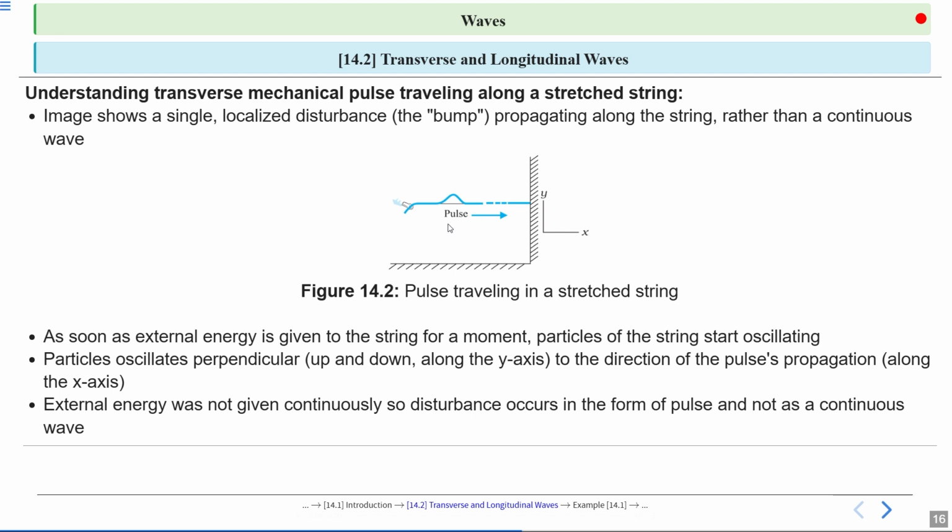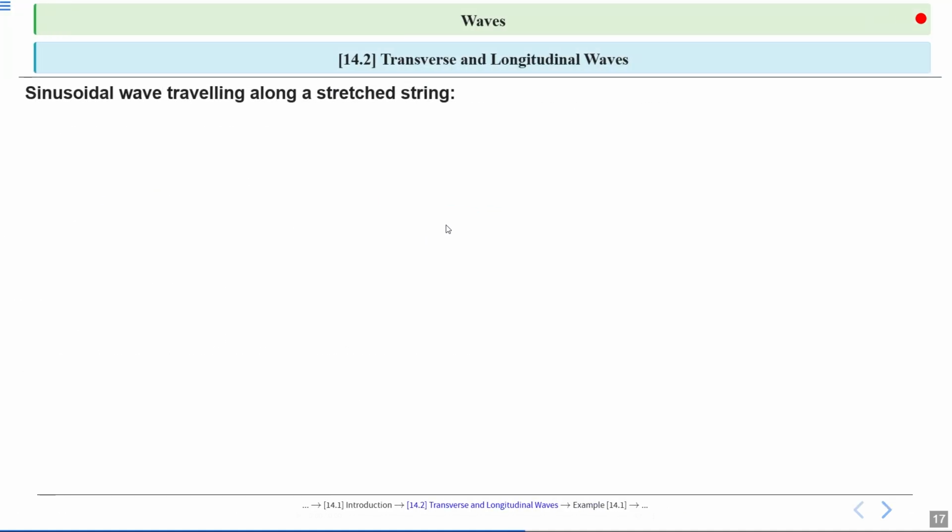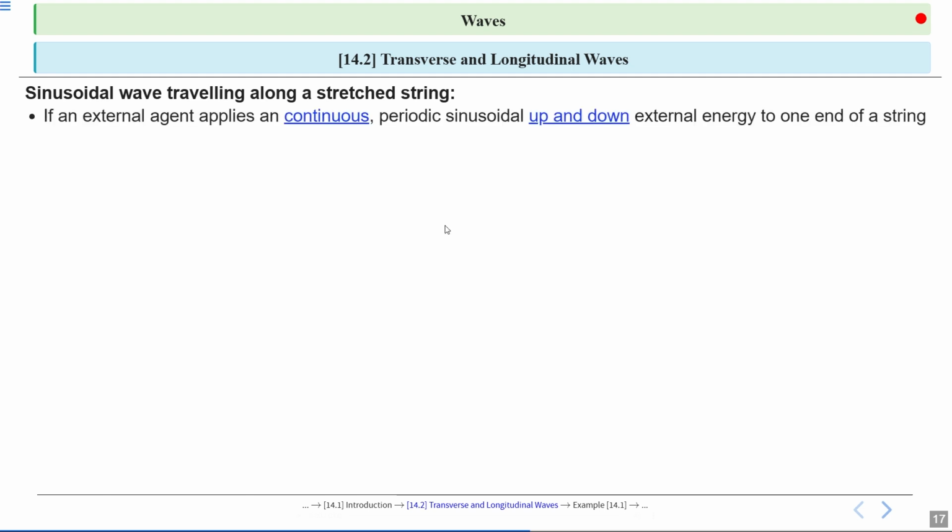All right, now let's look at how a sinusoidal wave travels along a stretched string. So first imagine an external agent like your hand moving one end of a string up and down in a smooth, continuous and regular way. This motion is called sinusoidal because it follows a sine wave pattern, which means the movement repeats in a predictable cycle.